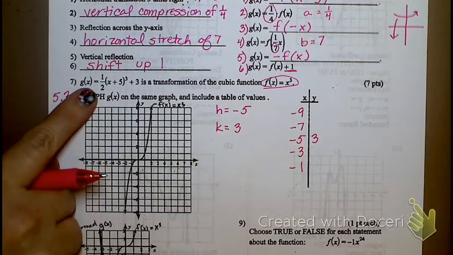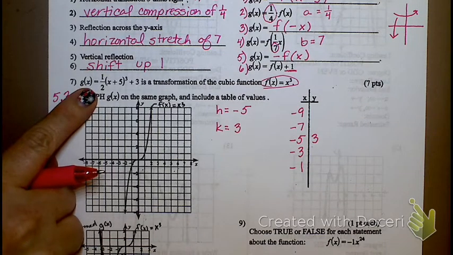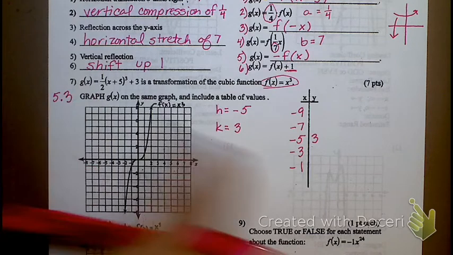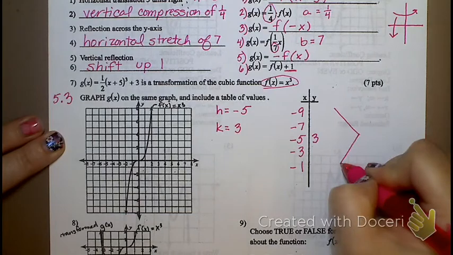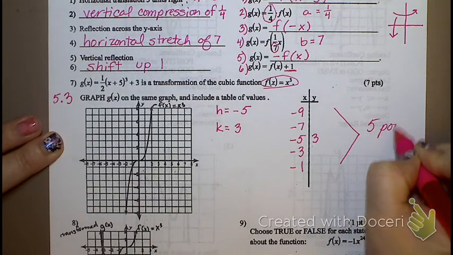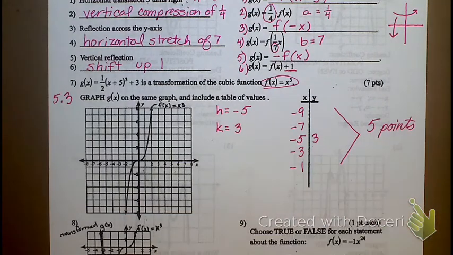Because of this 1/2, it's only going to do every other one nicely, right? Now, I don't care if you choose to skip the numbers there or if you just choose to go negative 7, negative 6, negative 5, negative 4, negative 3. Either way is fine as long as you have 5 points represented in your XY chart. Okay? Questions there? All right.